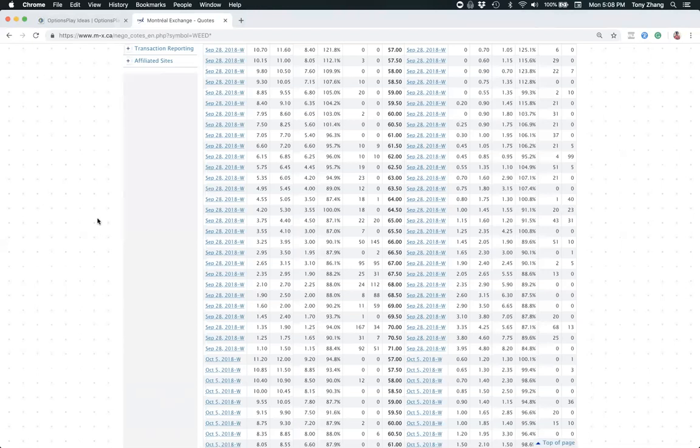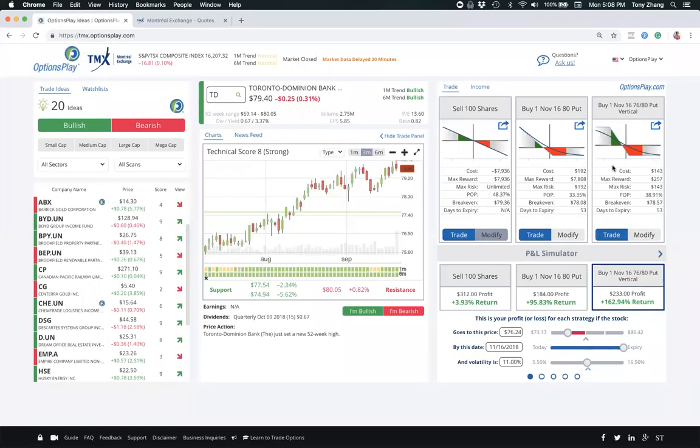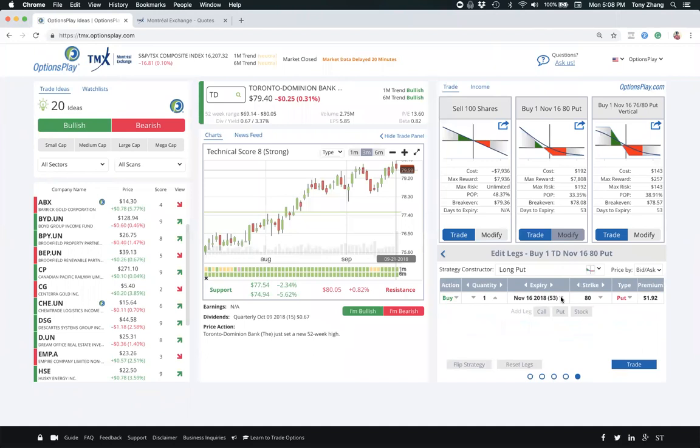I have a question here. If you click on modify and look at the expiry column, what does the number in parentheses mean? That's a great question. So the question was, if you click on modify for any of these strategies and you click on the drop-down menu, what do the numbers in the parentheses mean? That just tells you the number of days to expiration. So the January 18th, 2019 expiration is 116 days away. That's what that number refers to.